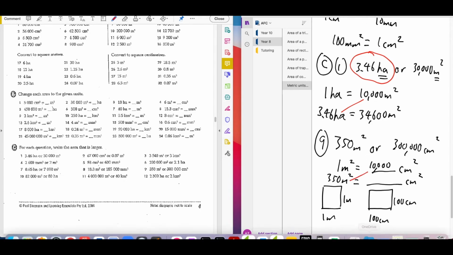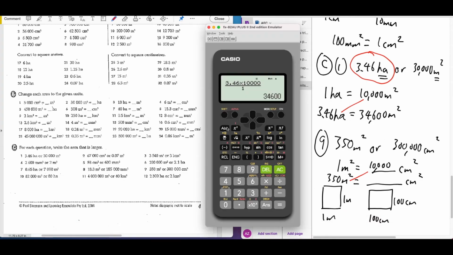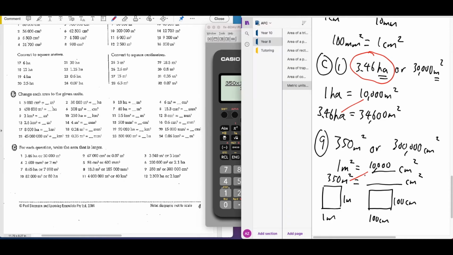Saves the explanation, but so you just do 350 multiplied by 10,000 divided by 1, which is 3.5 million. Wow, that's a big number. 3.5 million. Okay. Now the question becomes, do you think it's 3.5 million square centimeters or 300,000 square centimeters? So of course it's 3.5 million. That's bigger, right? So then this number is bigger.